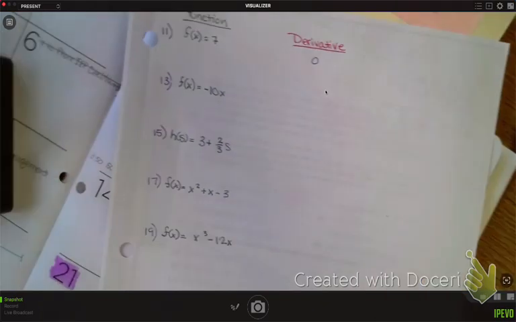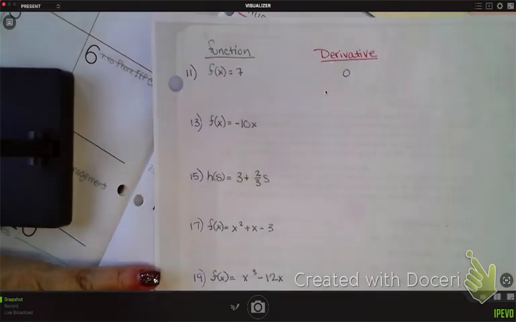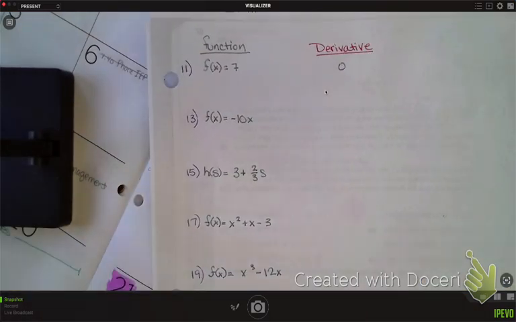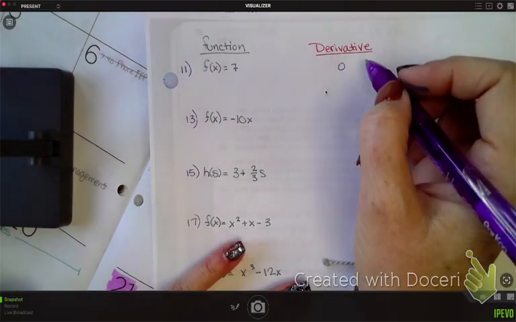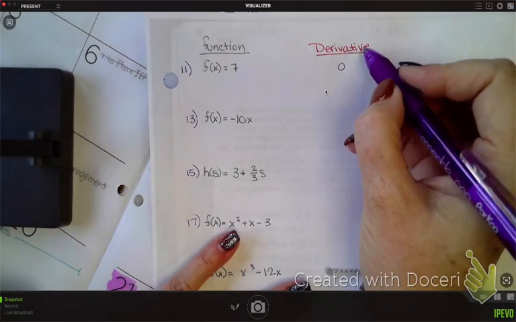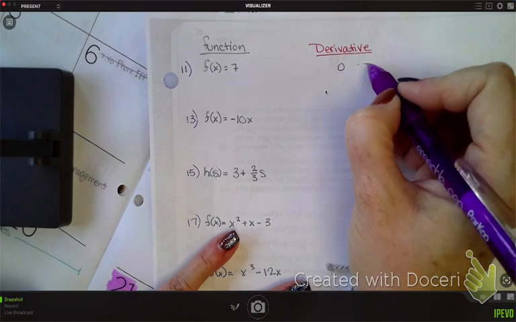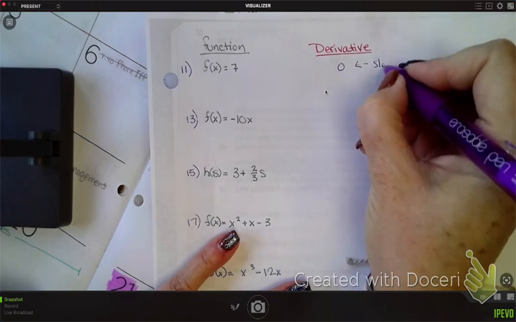Those are the problems for 11, 13, 14. Okay, so when we find a derivative, we're finding the slope function of the function, yes? So we're finding a slope. A derivative is a slope function of a function, yes? So if I get 0, that is the slope of the tangent line, yes?